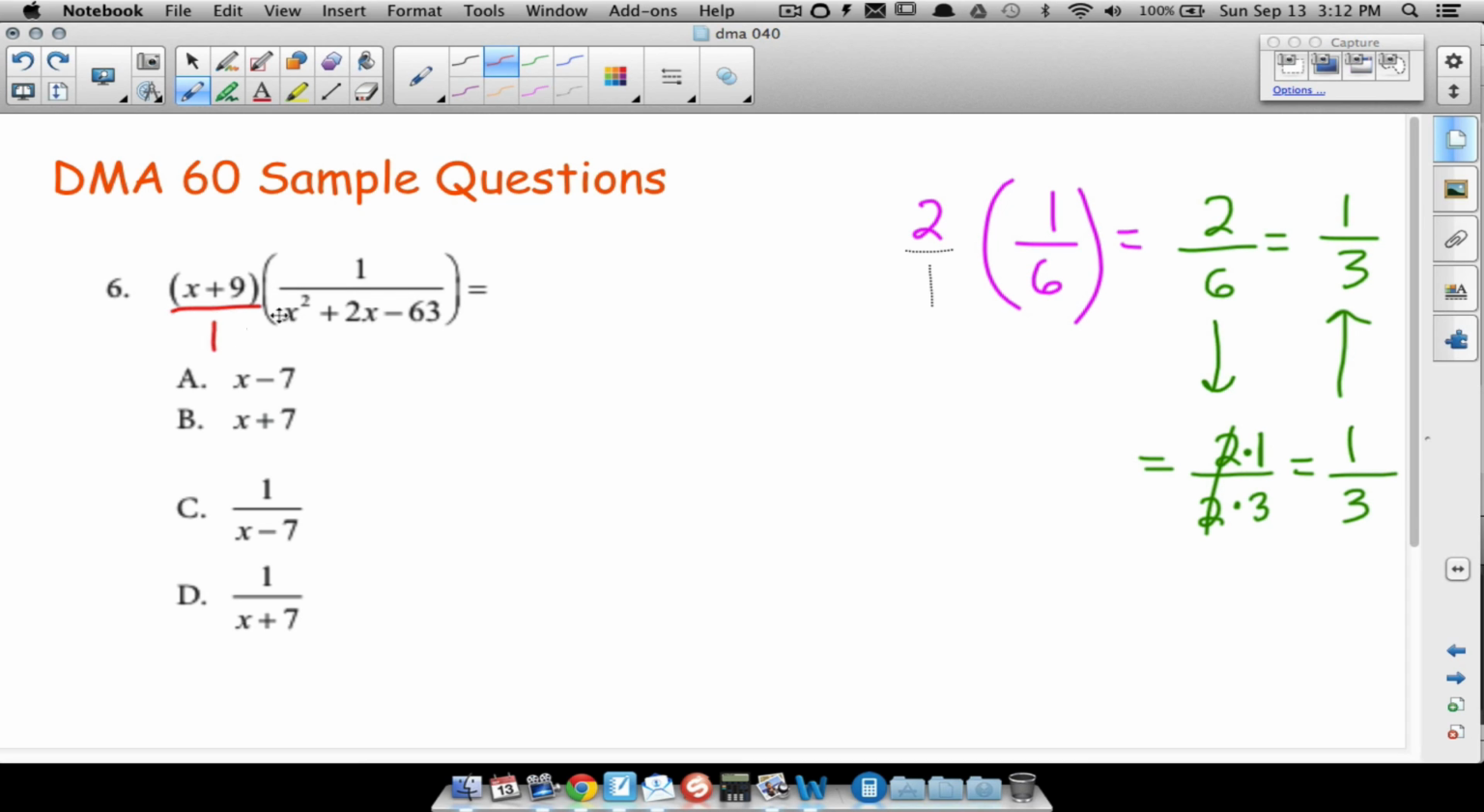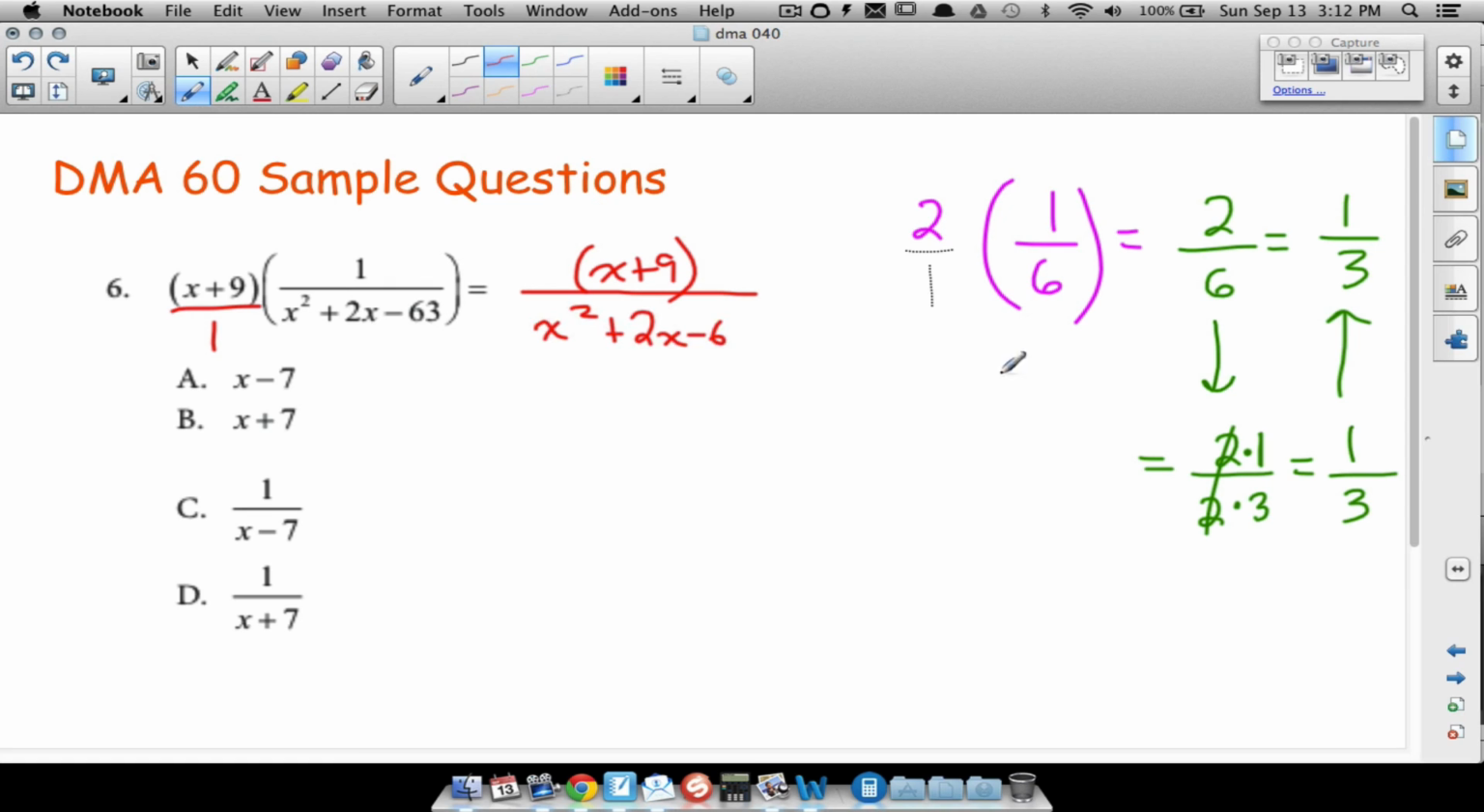So I'm going to put this over 1, and I'm going to say x plus 9 times 1 is x plus 9. I'll put it in parentheses just for the heck of it. Just like I did 2 times 1 is 2. Same idea. The bottom 1 times this junk is just that junk. So we have x squared plus 2x minus 63. Now we can't just go canceling out x's, and no, it doesn't work like that. You can't simplify the 9 into 63. Of course you can, but we can't do it right here. That is not the correct approach.